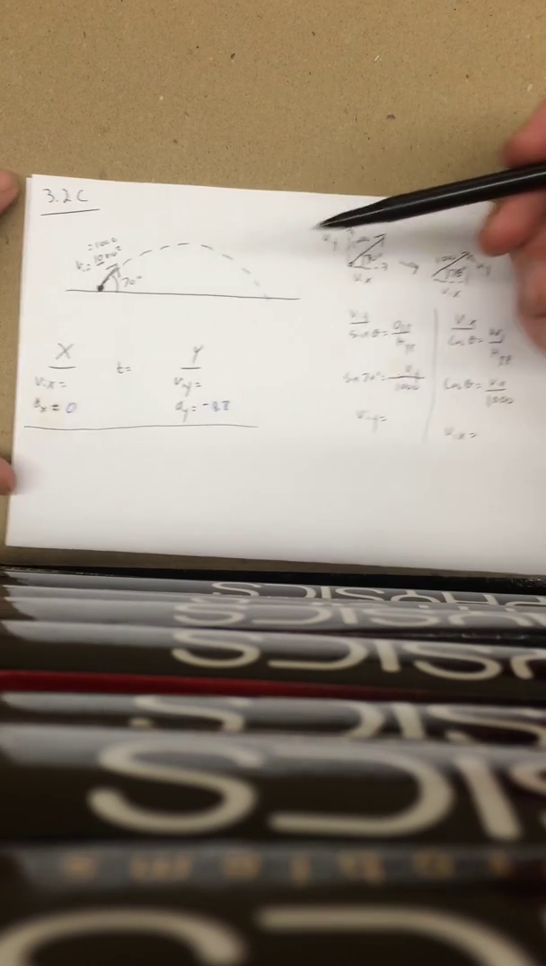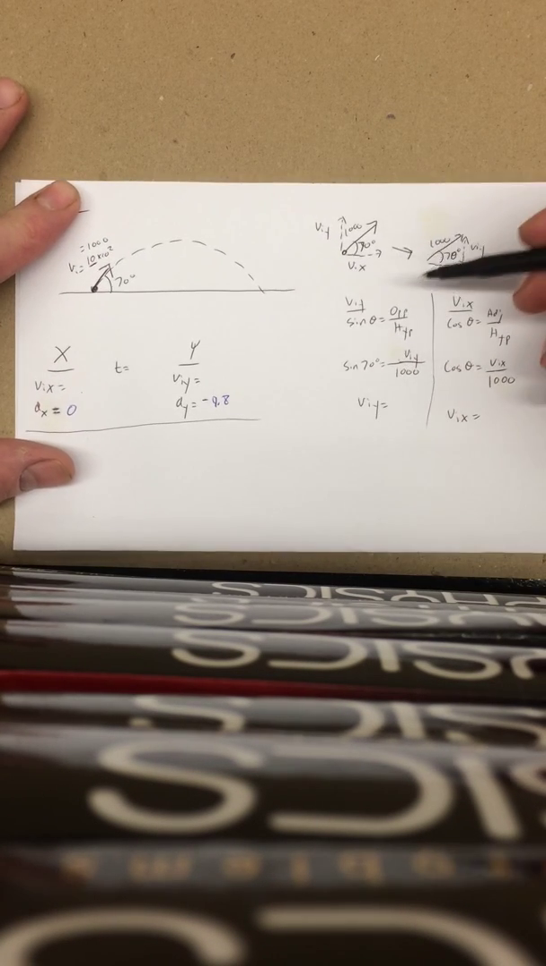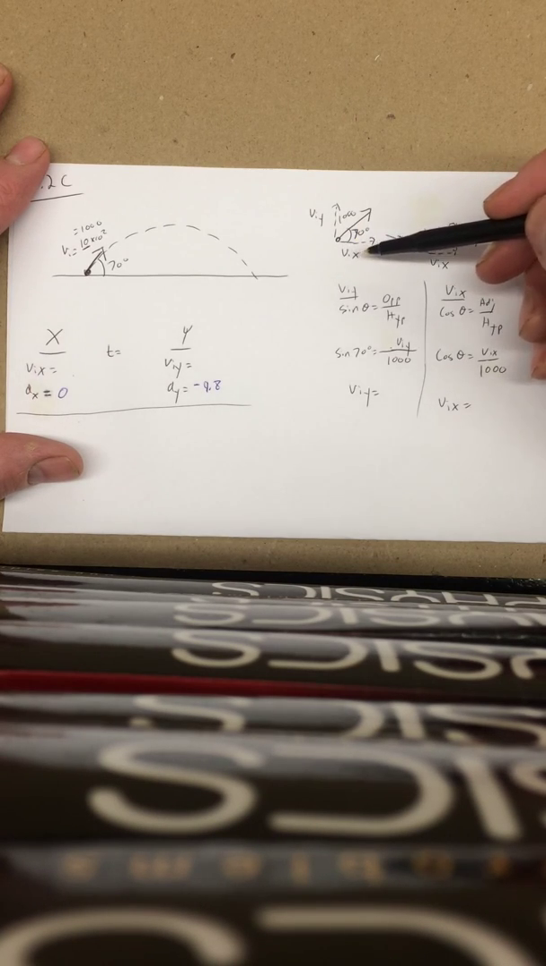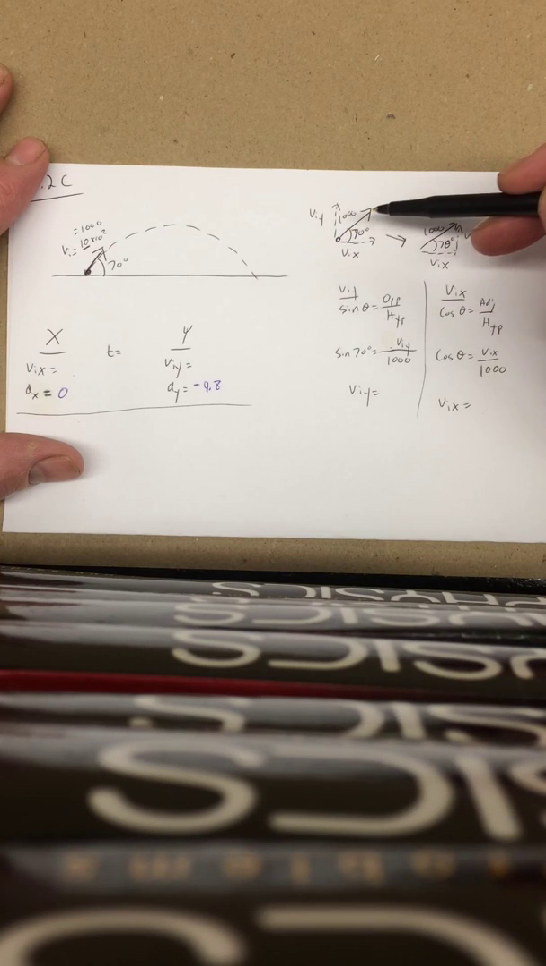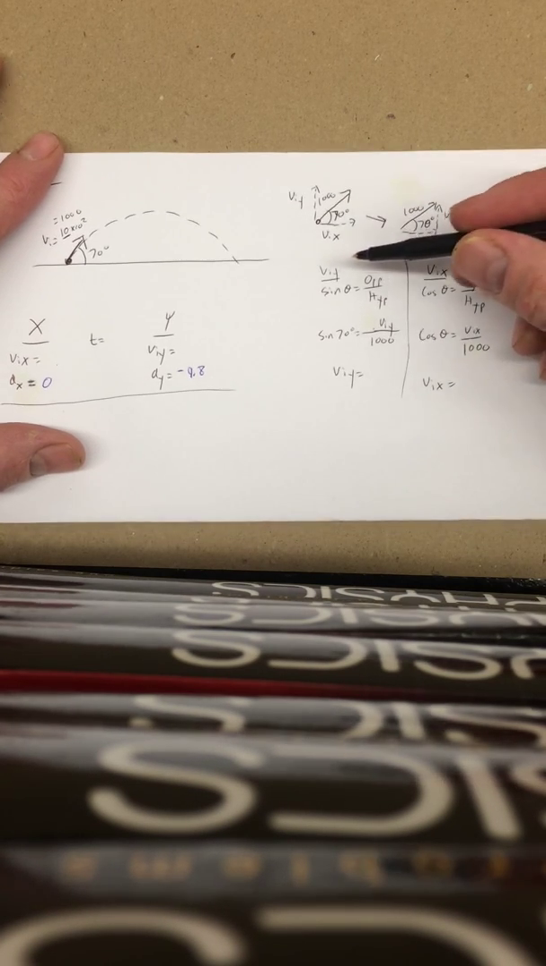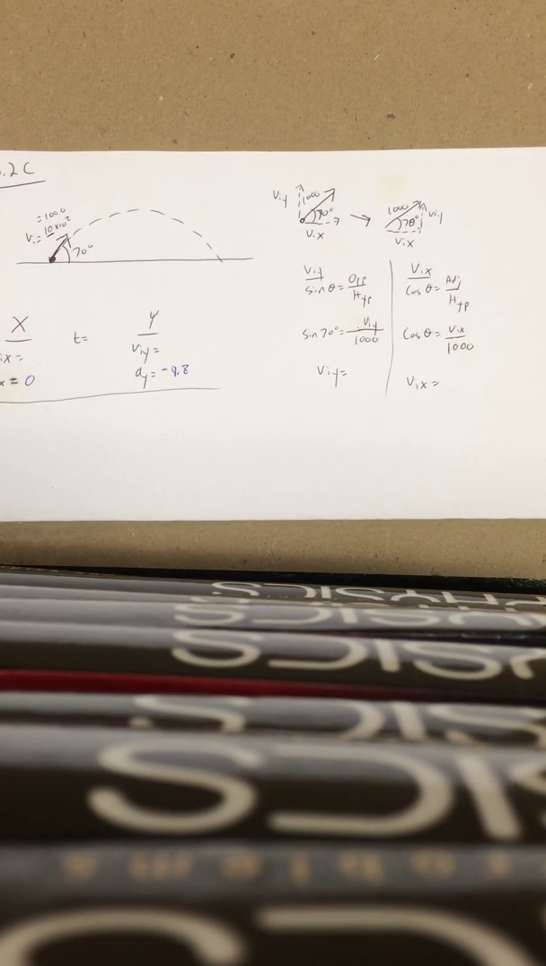So what we need to do is take this VI here, and break it up into its horizontal and its vertical components, VIY and VIX. So if we take a look here, we have a right triangle. Here are the two components, and that's 1,000, that's 70 degrees. Now, here it is, and we use the tip to tail method and make ourselves a nice right triangle. So VIY, set it up here.